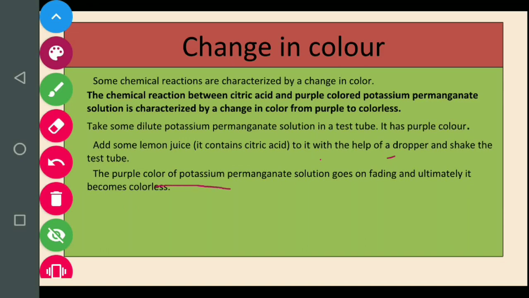The purple color of potassium permanganate solution goes on fading and ultimately becomes colorless, right? This shows that in a chemical reaction the color changes from one color to another. Here in this case the purple color changes to colorless.